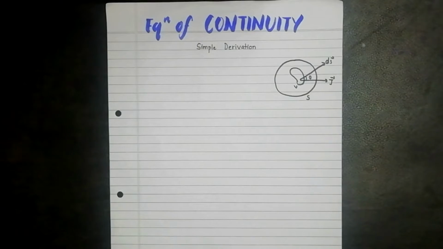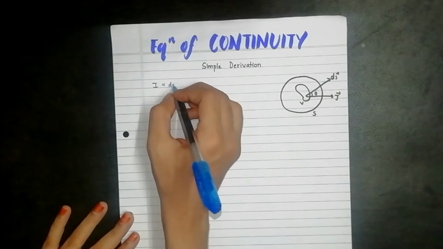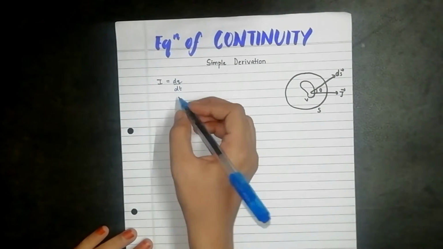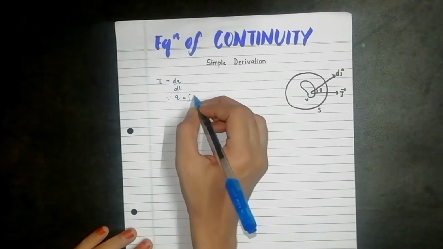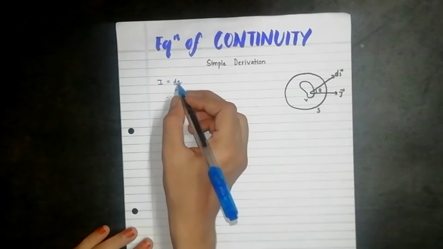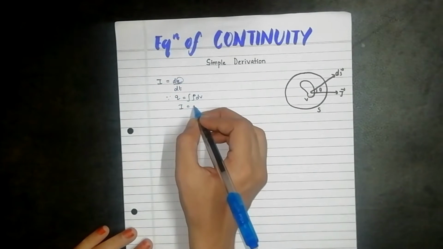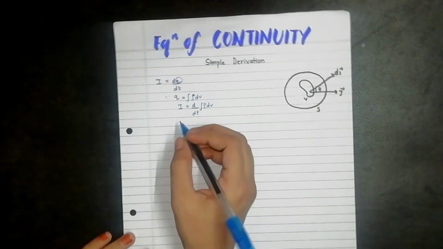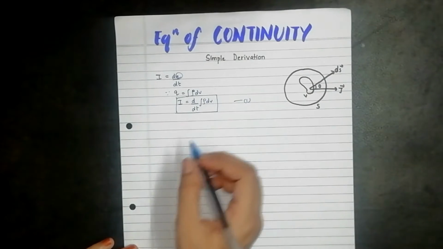So the current can be given as I is equal to dQ by dt. Now as we know, Q is nothing but the integral of the charge density rho dV. So Q can be replaced, and I is equal to d by dt of the integral of rho dV. Put this as equation 1.